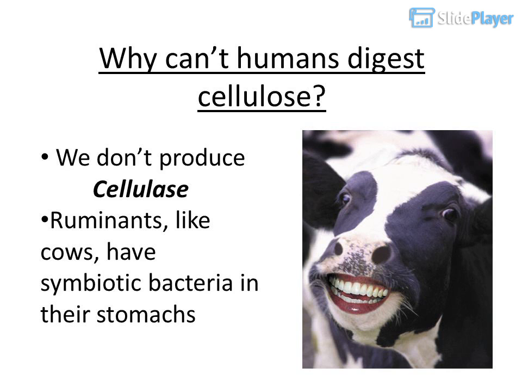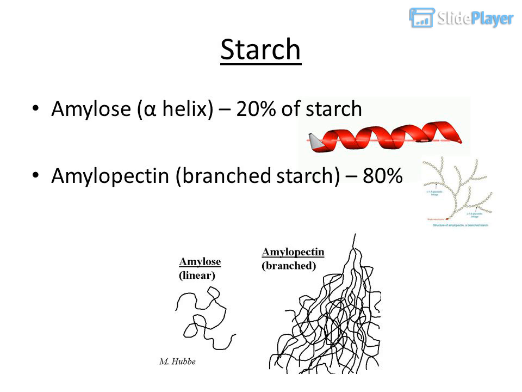Why can't humans digest cellulose? We don't produce cellulase. Ruminants, like cows, have symbiotic bacteria in their stomachs. Starch: amylose, alpha helix, 20% of starch.